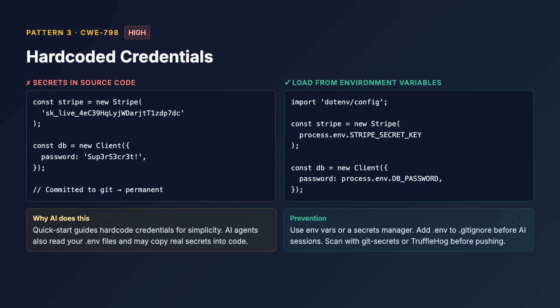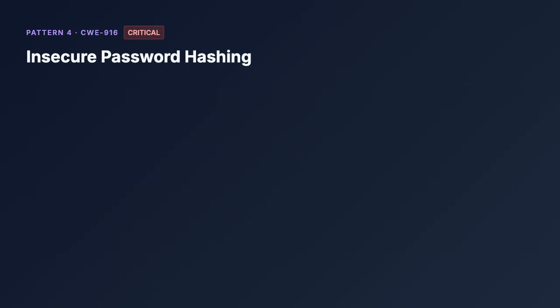And scan staged changes before every push using tools like Git Secrets or Trufflehog to catch leaks before they reach the remote. Pattern 4. Insecure password hashing. Also rated critical. AI uses weak algorithms like MD5 and SHA-1 for password hashing because they are the most common hash functions in training data. The critical flaw is not their age, it is their speed. For password hashing, speed is the enemy.